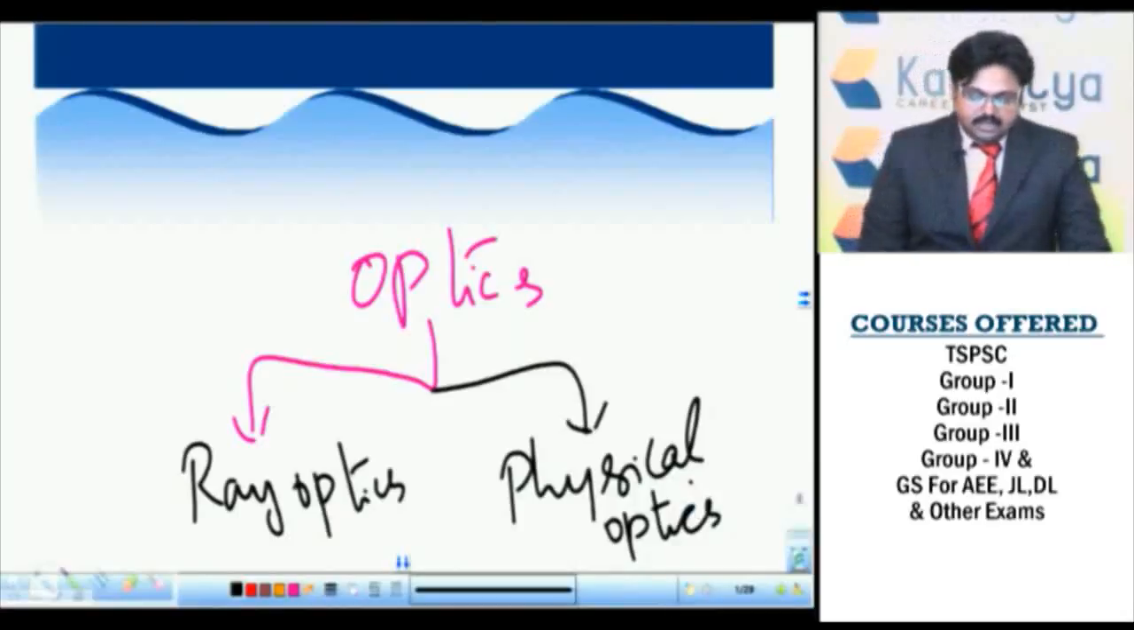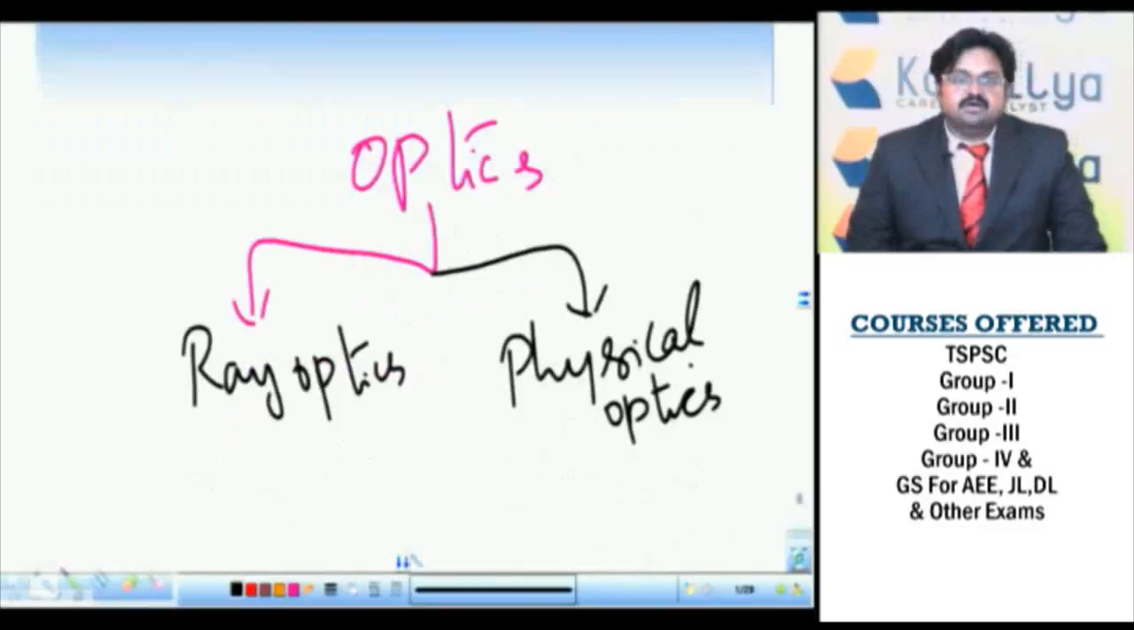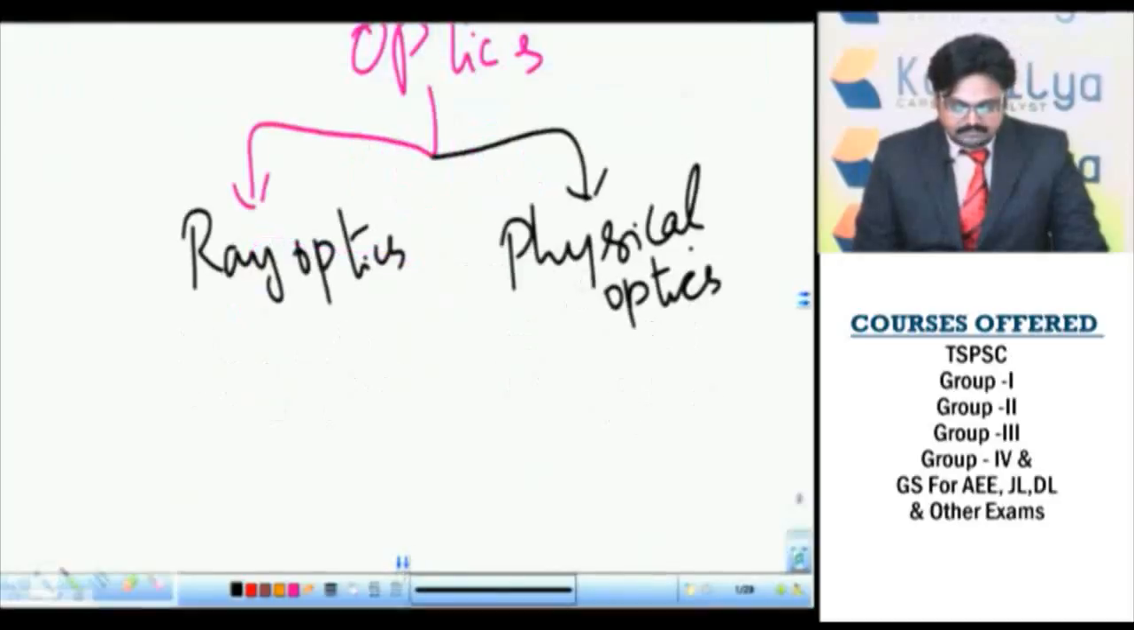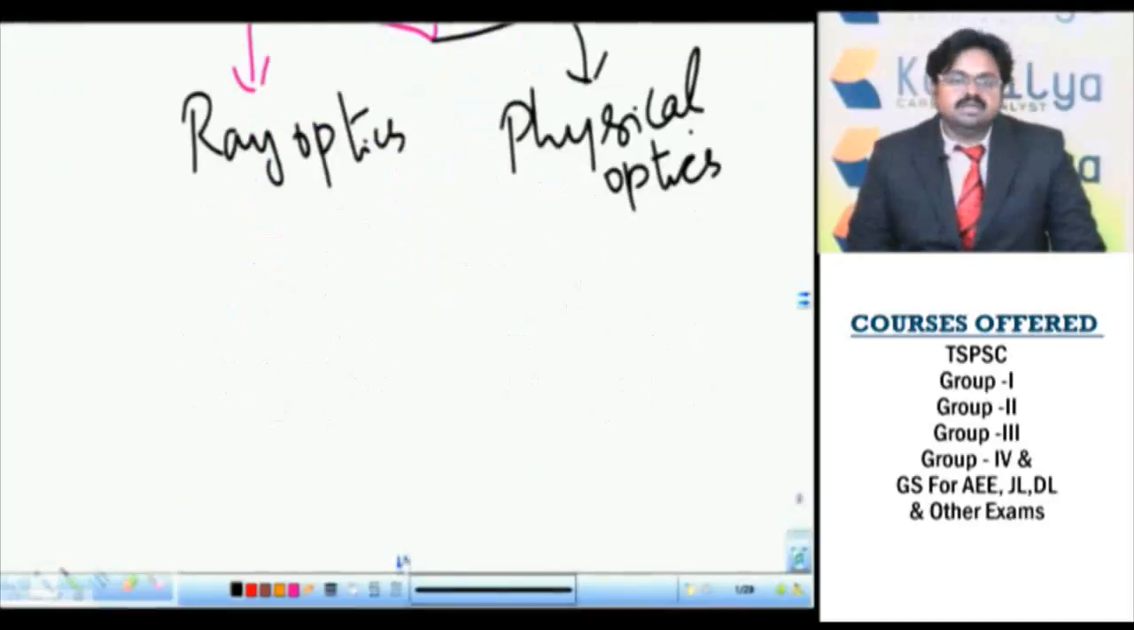In ray optics, we consider the various kinds of glasses, mirrors, lenses and all. Today I will not be talking about any glasses or lenses. Today I will be talking about physical optics. Now, what do you mean by physical optics? Physical optics talks about the various characteristics of light.